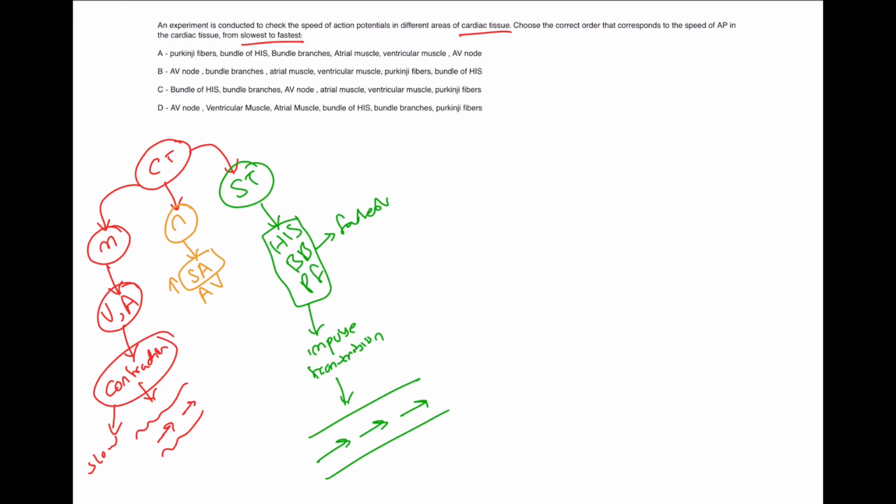Think of a switch. The moment you press the switch, you want the light to go on. And that's exactly how the SA node is. It is so fast that the moment you propagate an impulse through the SA node, you want it to immediately travel and cause that light switch, which in this case is contraction throughout the ventricles. So your SA node is the fastest, I repeat, the fastest impulse conductive pathway in the heart.